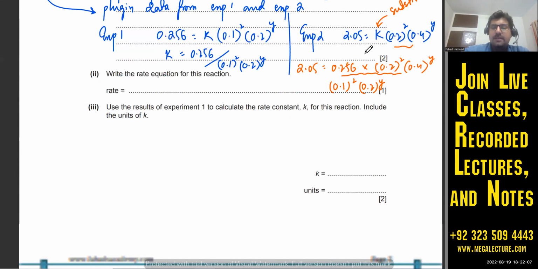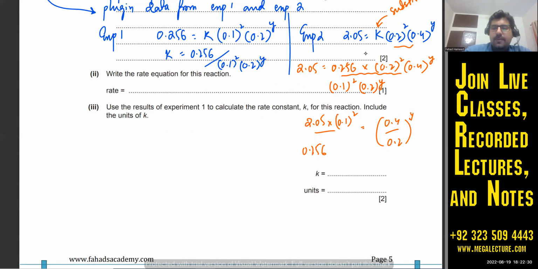So if I try to solve this, on this side I'm going to have 0.4 over 0.2 to the power y. And on the other side, I'm going to have 2.05 into 0.1 squared, divided by 0.256, and up here, multiplied by 0.2 squared. Can you even do the math? What do we get on both sides? The left side.